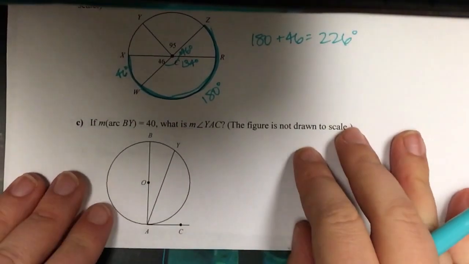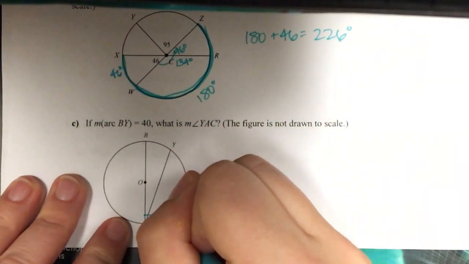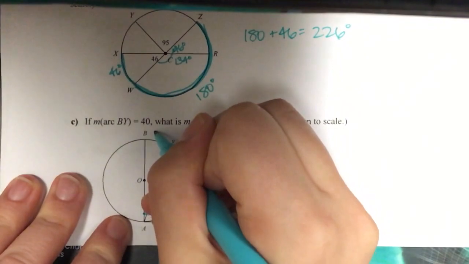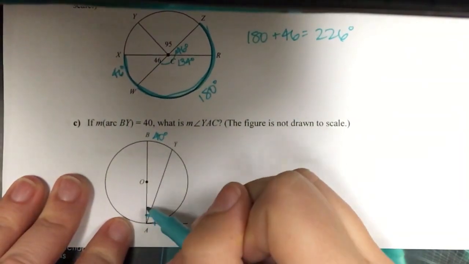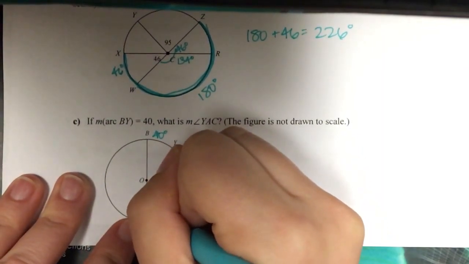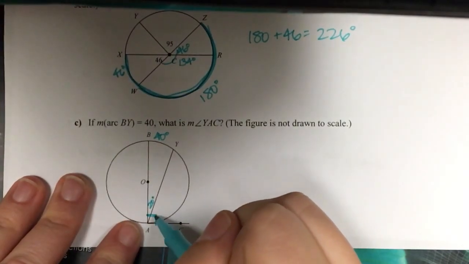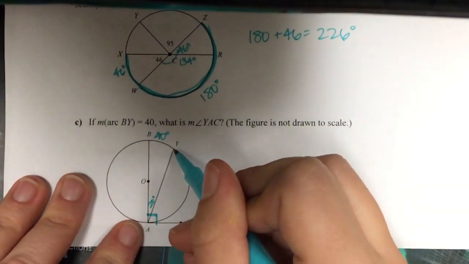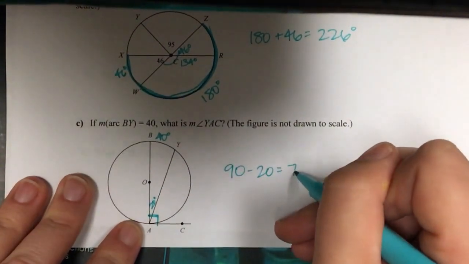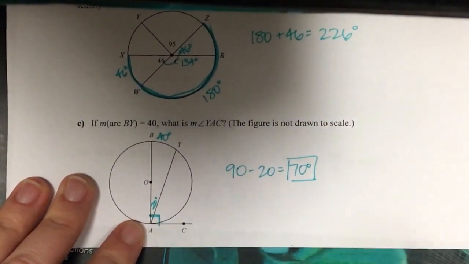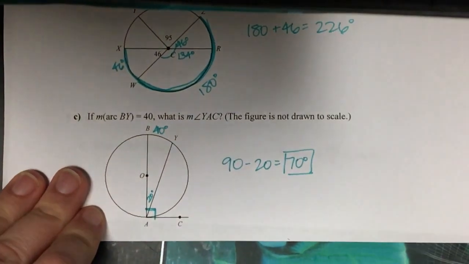On C, you have to remember that your tangent line and your radius make a 90-degree angle. And they tell you that arc BY is 40 degrees. So this is an inscribed angle for 40 degrees, which means that this is 20 degrees because you have to divide by 2. And then if this whole thing right here is 90 degrees, and they want you to find YAC, then you just have to do 90 minus 20, which is 70 degrees. Okay? All right. So that's how to do those three problems.